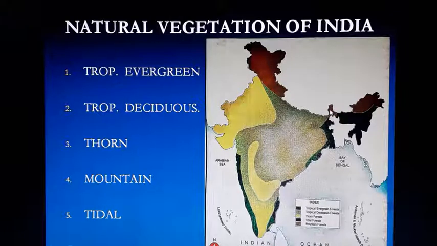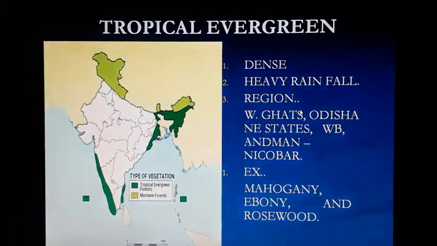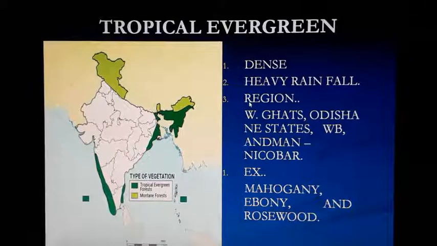Okay, we are coming to the next, tropical evergreen. The dense forest we are having here because rainfall is very high. Regions are Western Ghats, Odisha, Northeast states. Remember, this is the best place for this tropical evergreen. Okay, West Bengal, Andaman, Nicobar are also there. Okay, the main vegetation are mahogany, ebony, and rosewood.